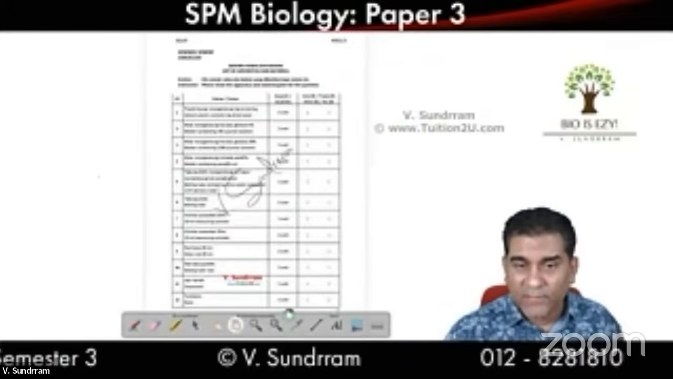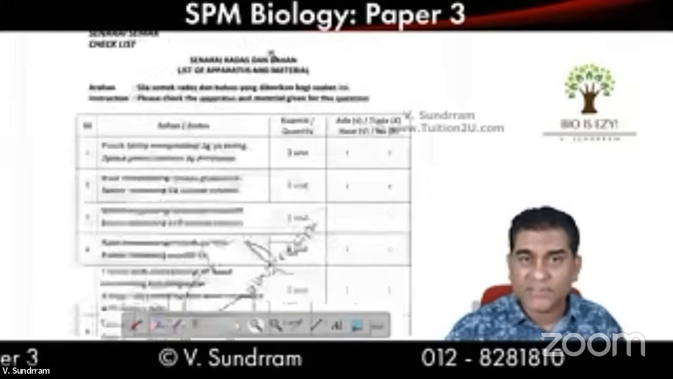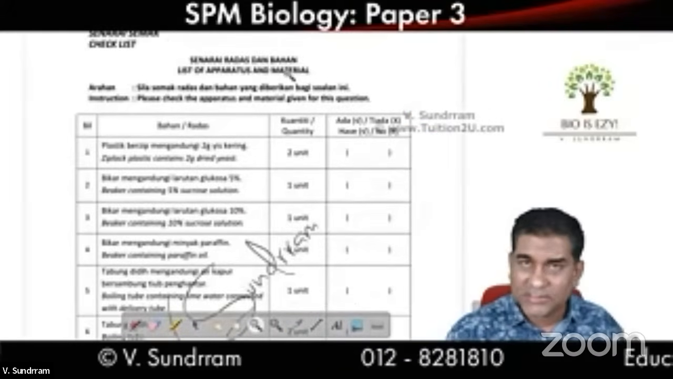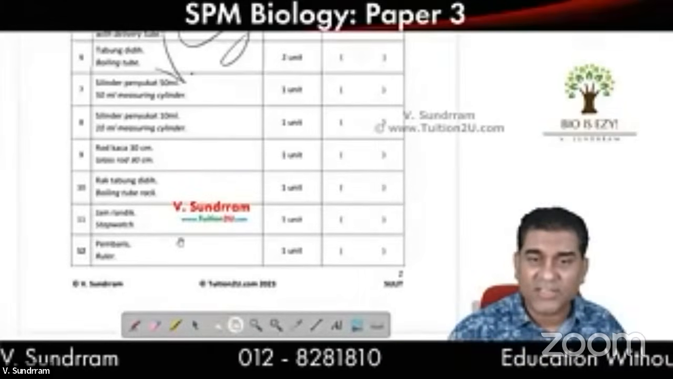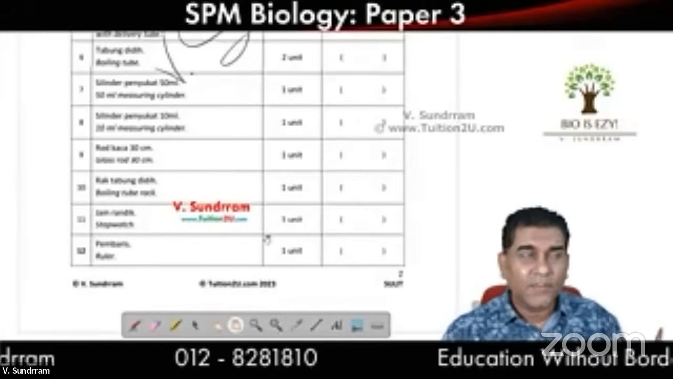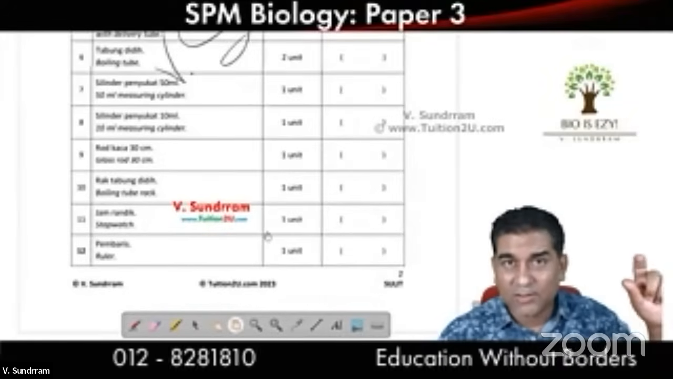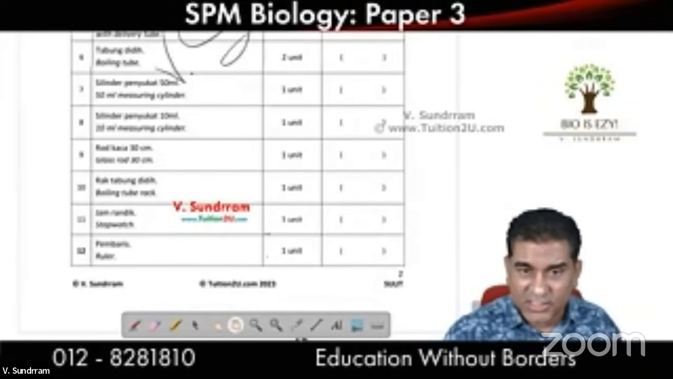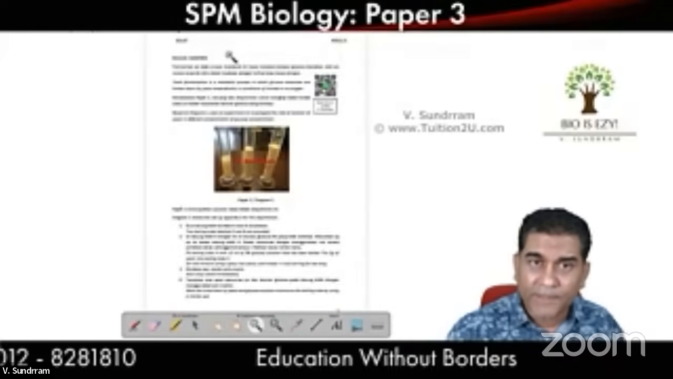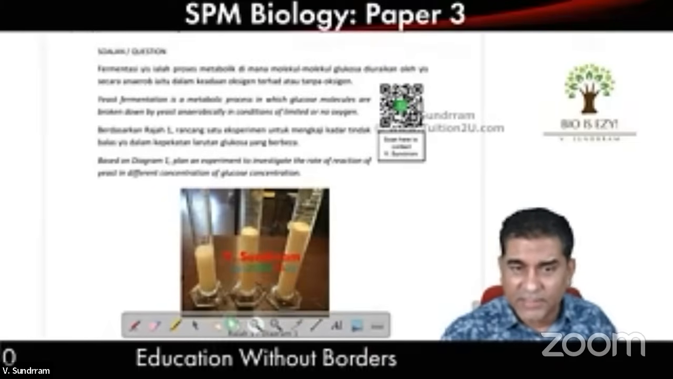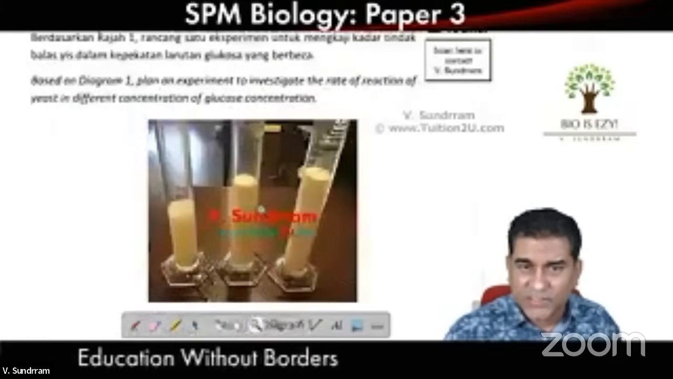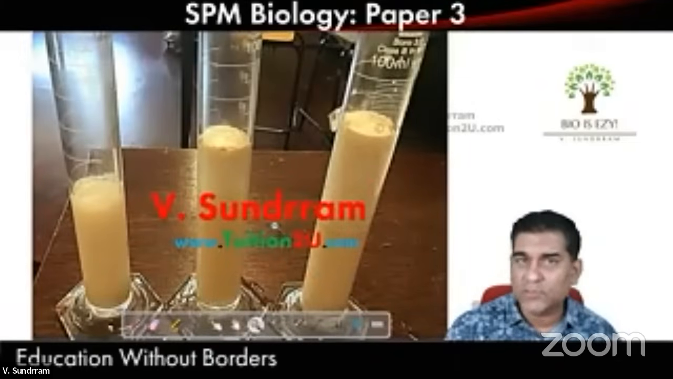I'm using the same set of material and apparatus, but I've just added one more item down here, which is a ruler, because you need a ruler to measure the height of the foam. That's the only change I'm going to make. I've left this part the same. It's basically the same experiment. I took this picture to show you more or less how the foam is going to look.